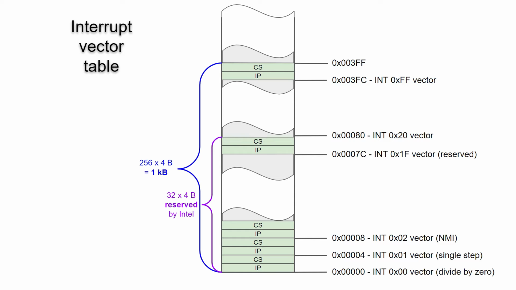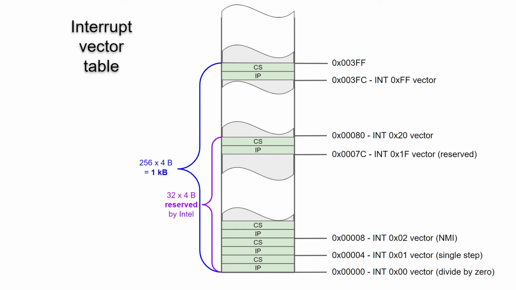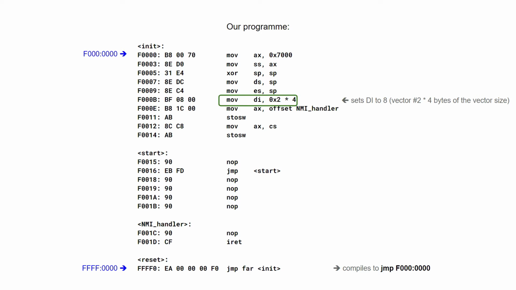They are all stored at the very bottom of the whole address space, starting from the absolute address of 00000. This is why we set both DS and ES segment registers to 0 using the current value of the SP. It is simply an array of 256 pairs of the IP and CS values, both being 16 bits or 2 bytes long. That means that each vector takes 4 bytes in memory, and therefore, if we want to calculate the offset of the nth handler, we need to multiply the n by 4. That's what this instruction does. The 2 is the index of the NMI handler in this array.